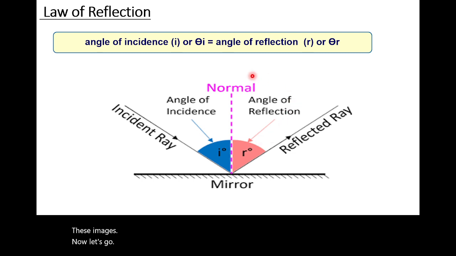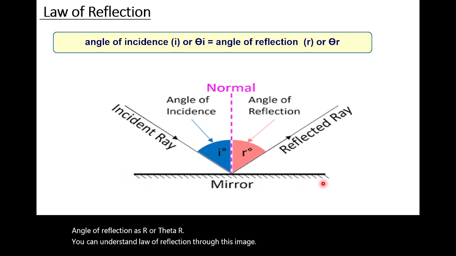So here is the first topic, law of reflection. It is very simple. Angle of incidence equals angle of reflection. Angle of incidence is sometimes written as I or theta I. Angle of reflection as R or theta R. You can understand the law of reflection through this image.